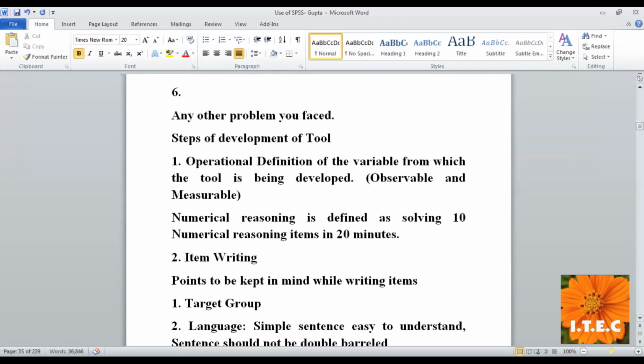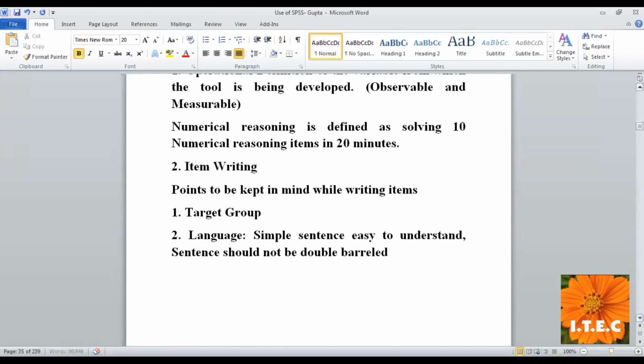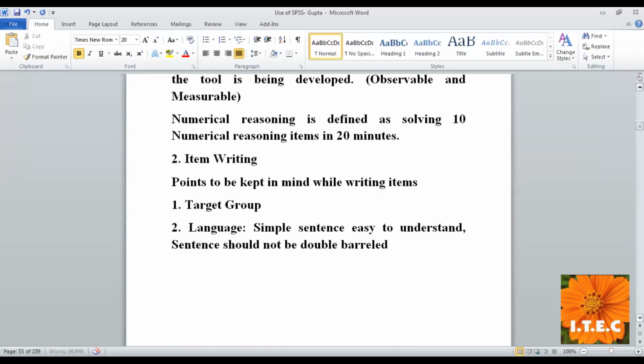Sentence should not be double-barreled. What is the meaning of double-barreled? Double-barreled means if I say like this, research methodology is simple and useful.